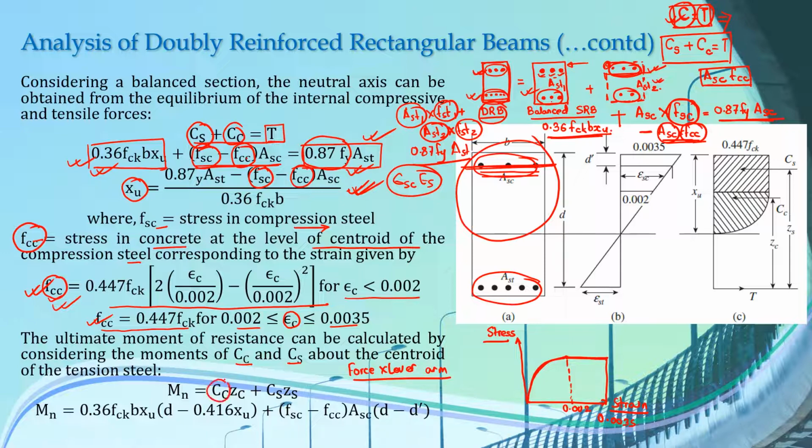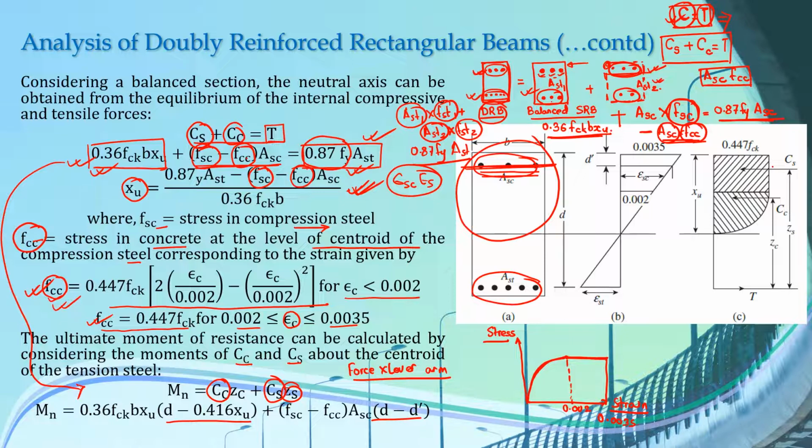So we have already got the value of CC and CS here from this equation. Now the lever arm for CC. CC means the compressive force due to our concrete. That is already derived in our previous lectures, and that is given by D minus 0.416 XU. And the lever arm for our compression steel is given as D minus D dash.